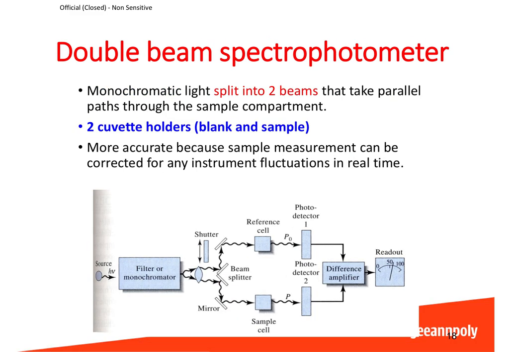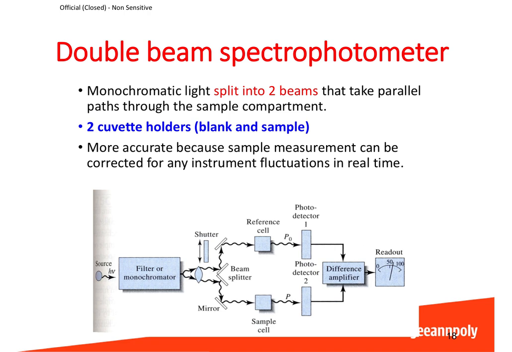In comparison, in a double beam spectrophotometer, the monochromatic light that comes out would be split into two beams that are parallel to each other. There are also two cuvette holders, one for a blank and one for a sample. Double beam spectrophotometers are more accurate because the sample measurement can be corrected for any instrument fluctuations in real time.